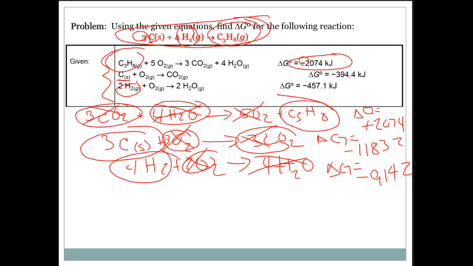The last step you want to do is add up the delta G's. So that's positive 2074 plus negative 1183.2 plus negative 914.2. That comes out to be negative 23.4. Because it's negative, that means this reaction is indeed spontaneous. And that's how you calculate delta G with a product with a free energy formations.